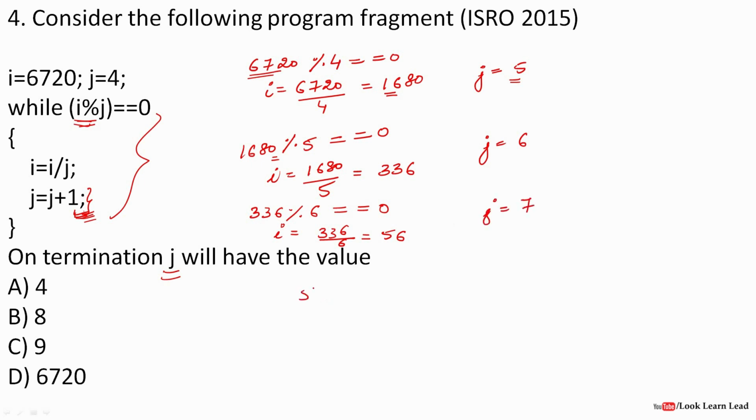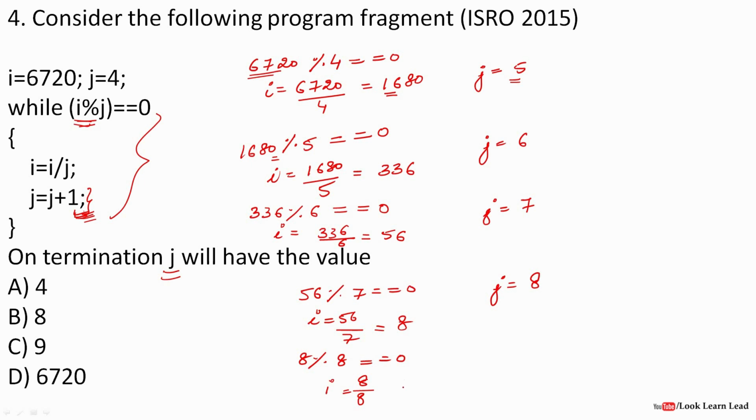Now next, it is 56 mod 7. Yes, it is divisible. It is equal to 0. So I is equal to 56 by 7, which would be equal to 8. So the value of j is 8. Okay. Last we have 8 mod 8, which is equal to 0. Okay. So 8 by 8 would be 1.